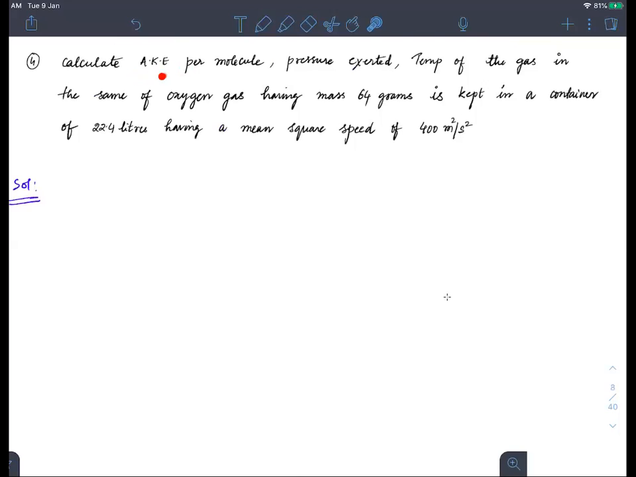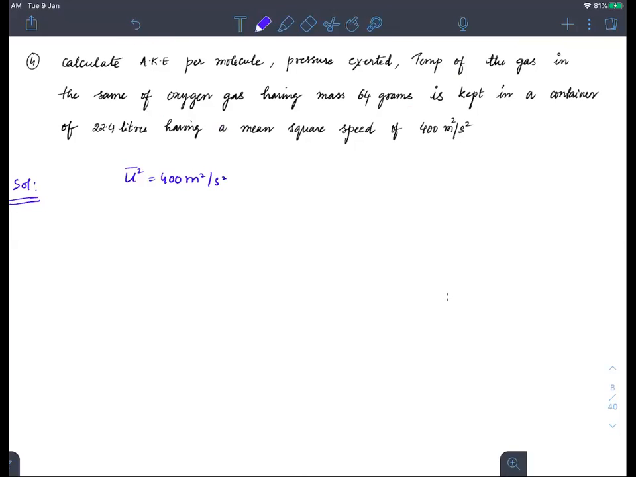Calculate average kinetic energy per molecule and the pressure exerted, if the temperature of the gas is the same as that of oxygen gas having mass 64 grams kept in a container of 22.4 liters having a mean square speed of 400 meter square per second square. Here it is directly given mean square speed. It is not root mean square, means it is u square value, right? So u square is given as 400 meter square per second square.